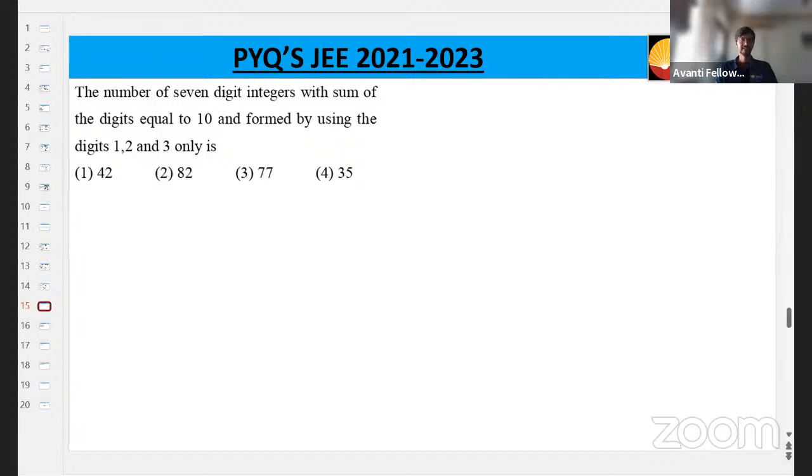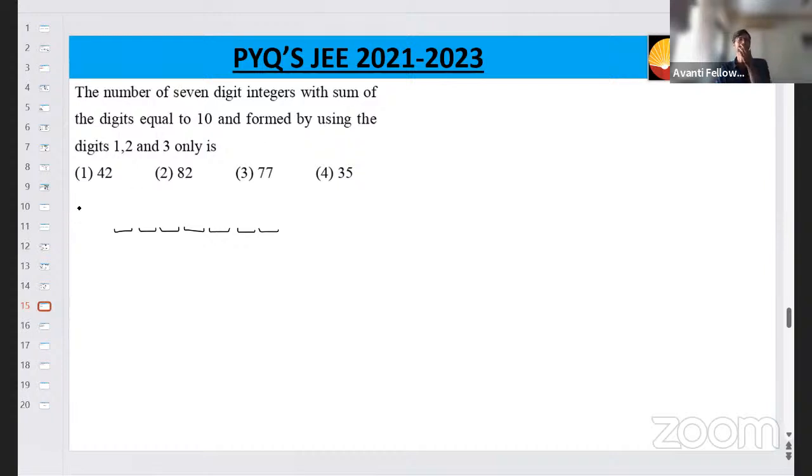But the condition is the sum of the digits should be equal to 10. So I think we have to make cases here also. Let's say we have 7-digit numbers 1, 2, 3, 4, 5, 6, 7. What do we have to use? Only 1, 2 and 3 we can use. Correct?